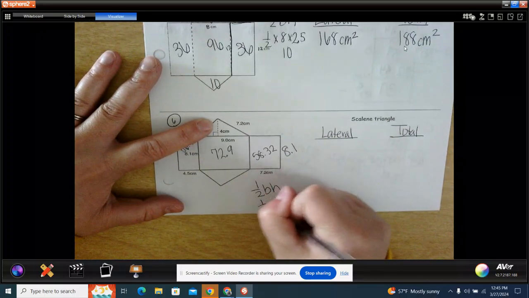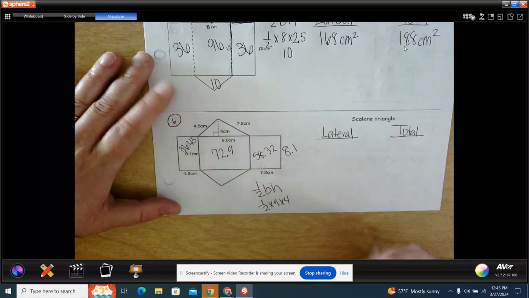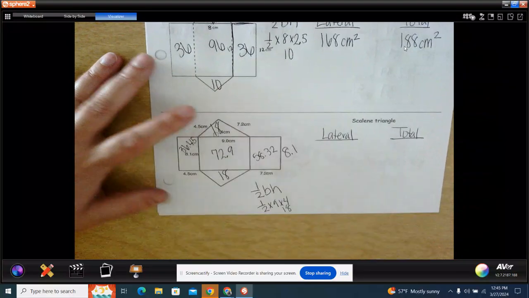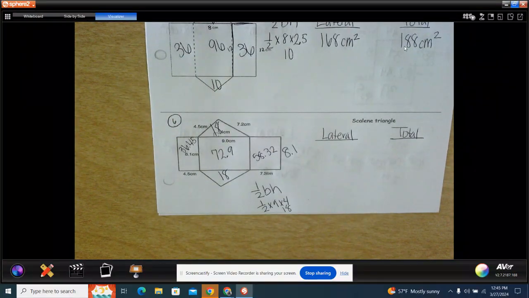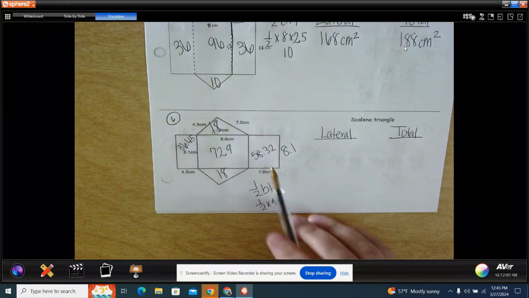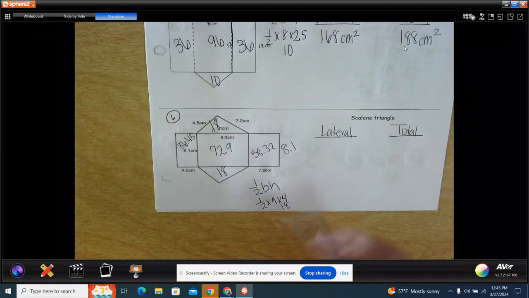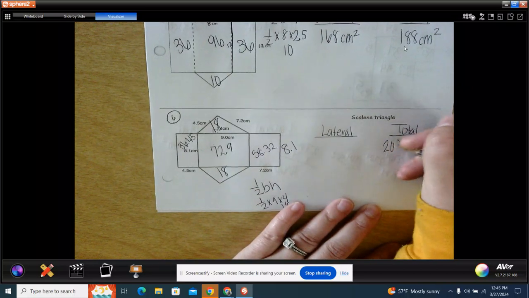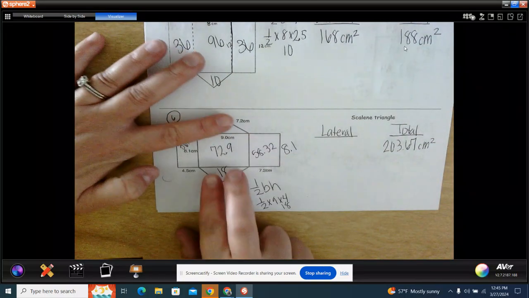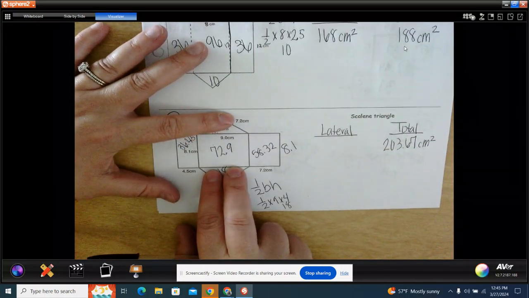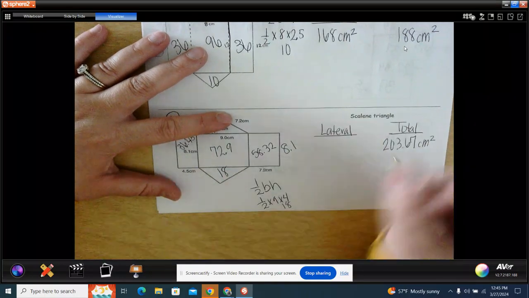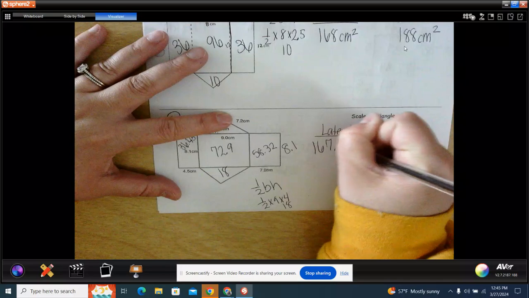And then for my triangle, which is our 1/2 base times height, so I have 1/2 times 9 times 4, which is going to be 18. And then we're going to find our total by adding everything up. So 36.45, 72.9, 58.32, 18, and 18 gives me 203.67. And then my lateral, again, is no triangles, just the middle section. So we're going to add 36.45, 72.9, 58.32, which is 167.67.